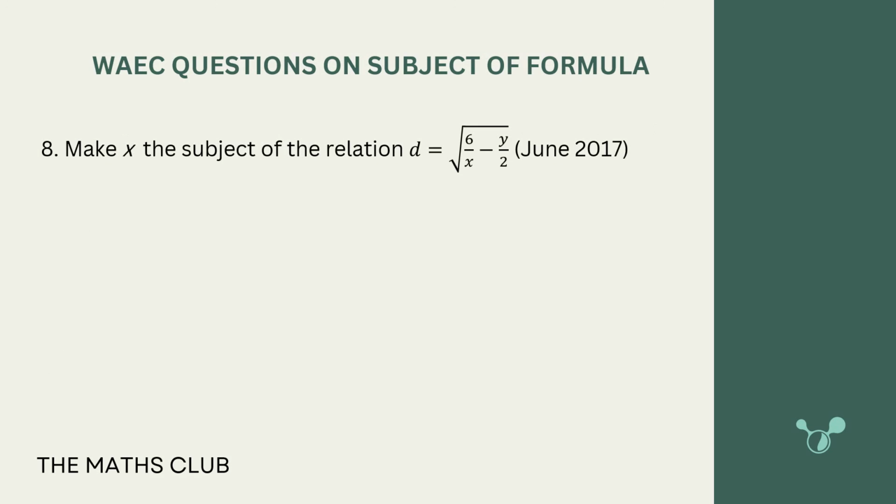Great. Next one says that we should make x the subject of the relation D is equal to square root of 6 minus x minus y over 2. I want you to pause the video and try this out yourself.